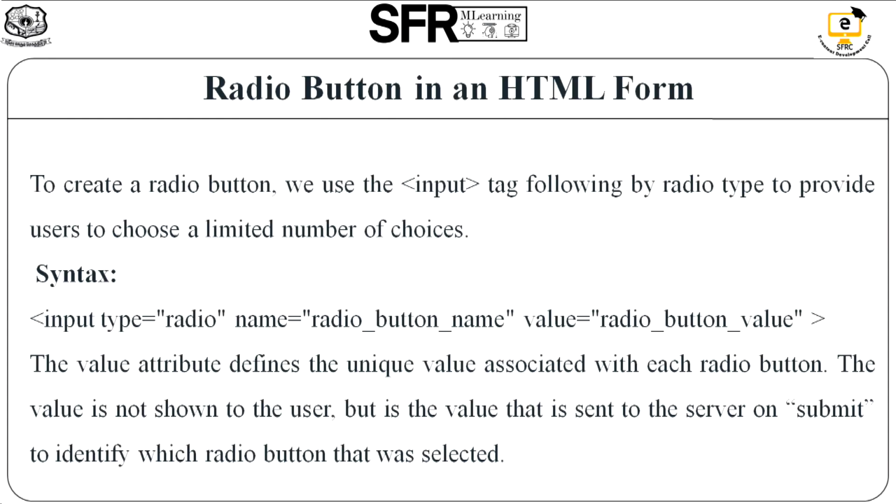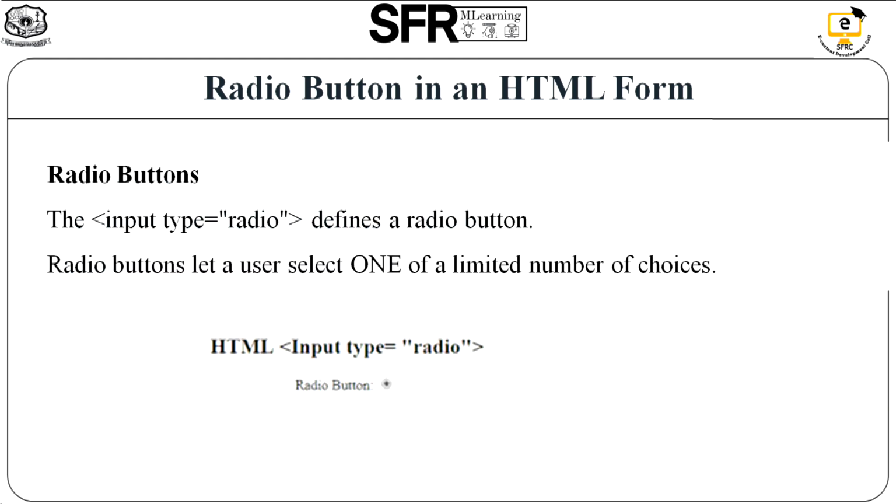Now let us see the radio button element in an HTML form. To create a radio button, we use the input tag followed by radio type to provide users a limited number of choices. Here is the syntax, input type equal to radio, name equal to radio button name, value equal to radio button value. The value attribute defines the unique value which is associated with each radio button. The value is not shown to the user, but the value is sent to the server on submit to identify which radio button was selected.